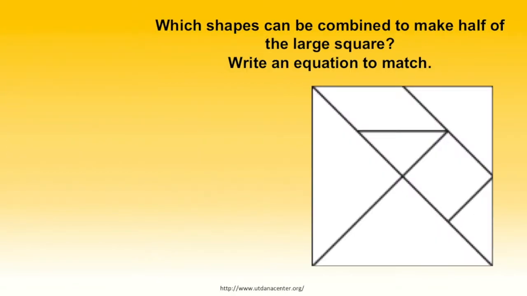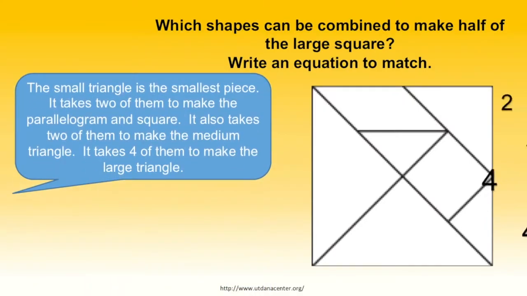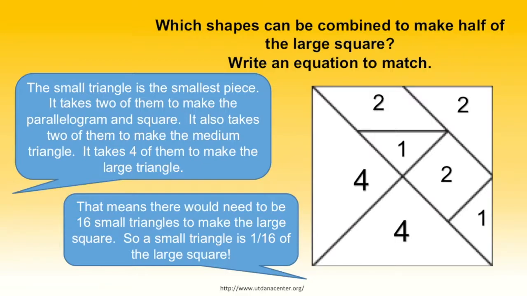Other students may start with the small triangle to identify the unit fraction, connecting to their third grade fraction experience. You may hear those students say something like, the small triangle is the smallest piece. It takes 2 of them to make a parallelogram or a square. It also takes 2 of them to make a medium triangle. It takes 4 of them to make the large triangle. That means there would need to be 16 triangles to make the large square. So a small triangle is 1/16 of the large square.